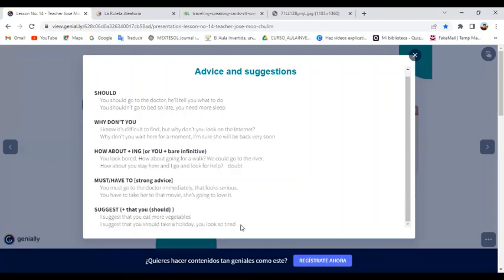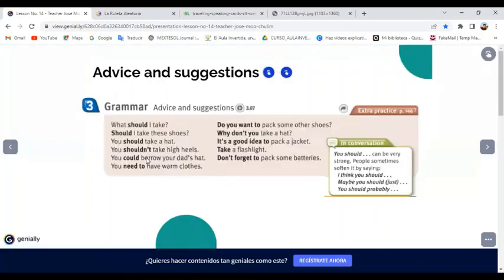Any questions with this modal verb? No, sir. Okay. Excellent. Here we have kind of like a tip that says you should can be very strong, and people sometimes soften it by saying, I think you should, maybe you should, probably.